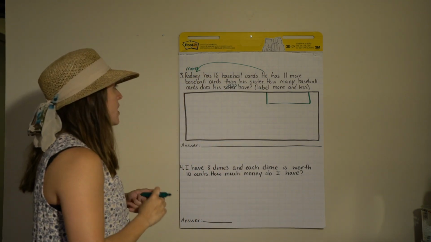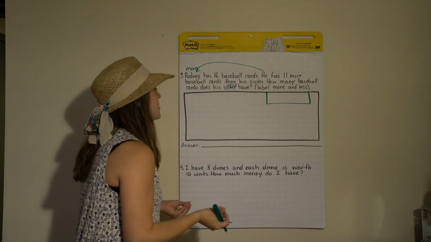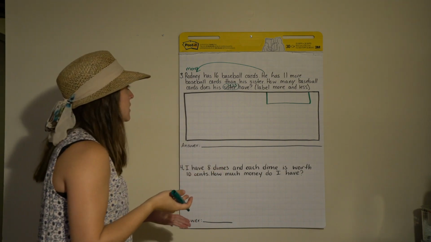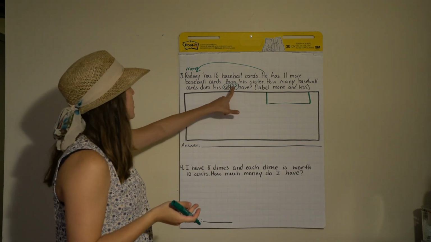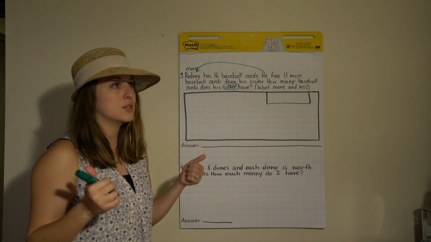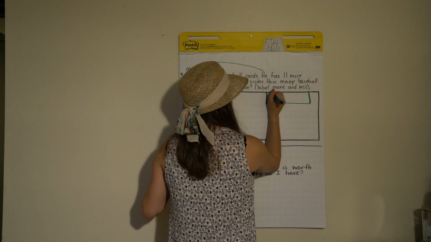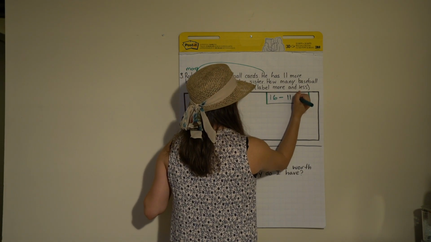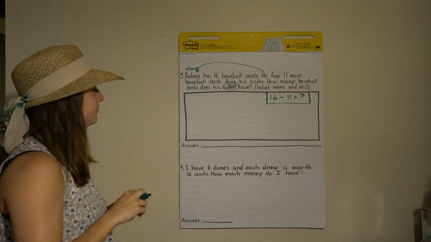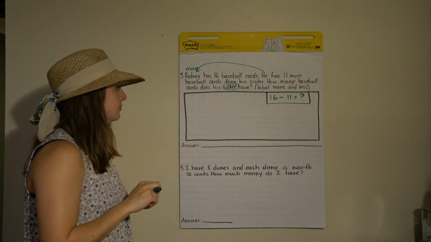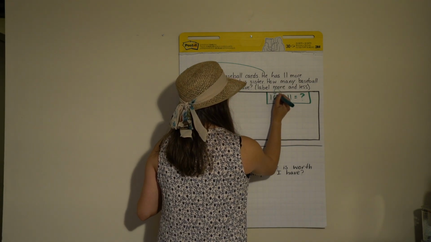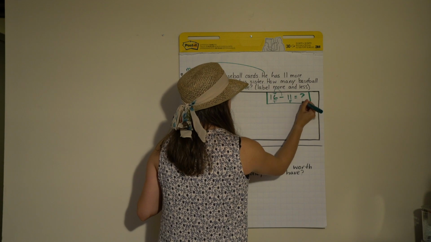All right, so how many baseball cards does his sister have? We're focusing on his sister because she's part of the question. If she has less, what are we going to do with the two numbers? Are we adding or subtracting? Subtracting, okay? So 16 minus 11 equals question mark. Label your total and your parts. Total goes before the minus sign. These are your parts.